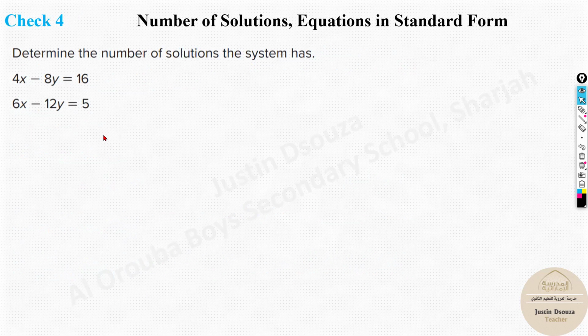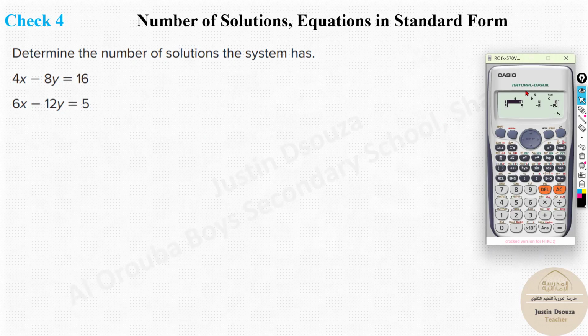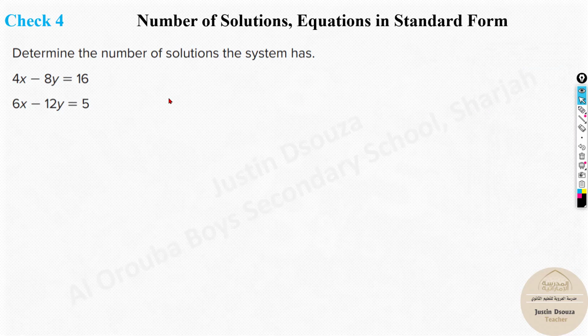Now, what about this? Let's quickly try in the calculators first. Here we can just press on, it will be on the same mode. Now 4, minus 8 and 16. The next equation is 6, minus 12 and 5. Now here again we are getting no solution. That means it's parallel. Now if your calculator doesn't give you this answer directly, like how it is showing it to me, then what you do is basically solve it up.